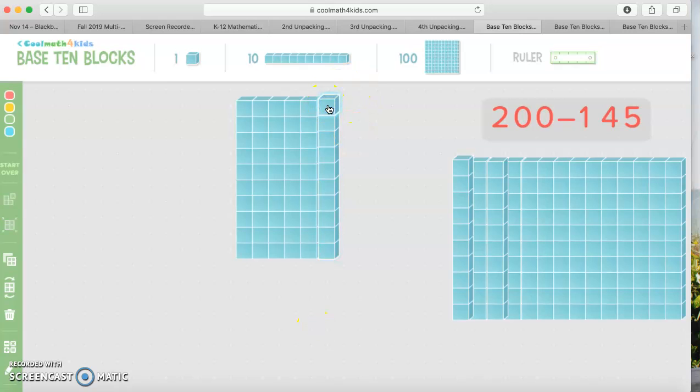But again, they're going to have to break up a 10 in order to take away the 5. So then they break apart the 10. 1, 2, 3, 4, 5. This then leaves the students with 5 tens and 5 ones, which gives them their answer of 55.